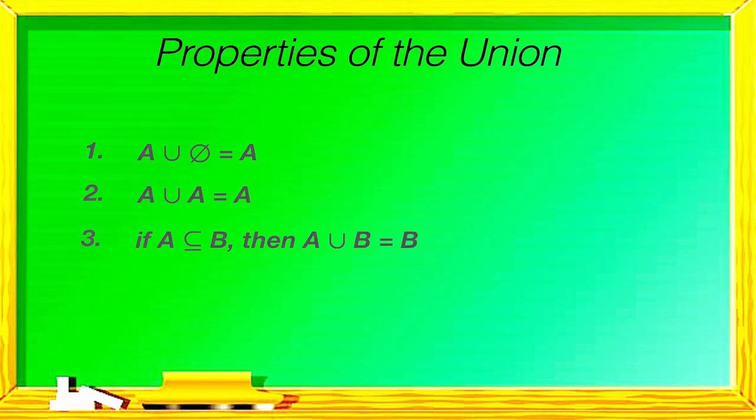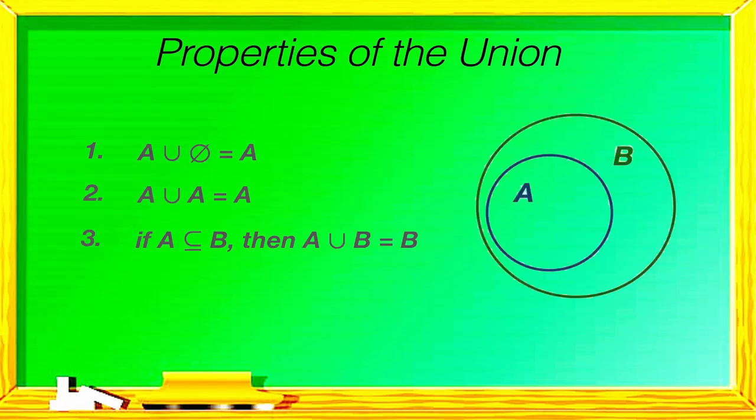Let's look at some properties of the union. Firstly, the union of any set A with the empty set is just A, since the empty set has no elements. We have a similar situation when taking the union of any set A with itself, which just gives A. If A is a subset of B, then the union of A and B is just B, because all of the elements in A are already in B, and so we don't add anything new to the union.